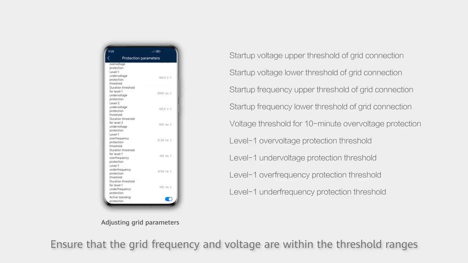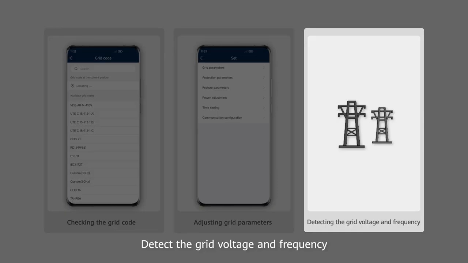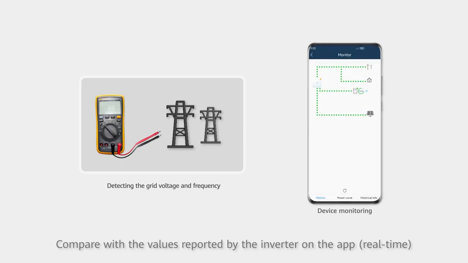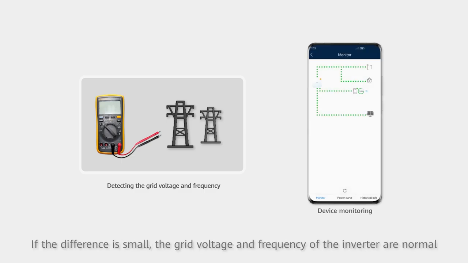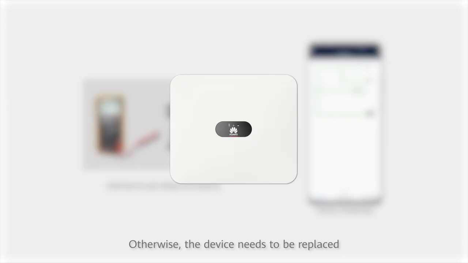Ensure that the grid frequency and voltage are within the threshold ranges. Detect the grid voltage and frequency. Use a multimeter to measure the grid voltage and frequency. Compare with the values reported by the inverter on the app. If the difference is small, the grid voltage and frequency of the inverter are normal. Otherwise, the device needs to be replaced.